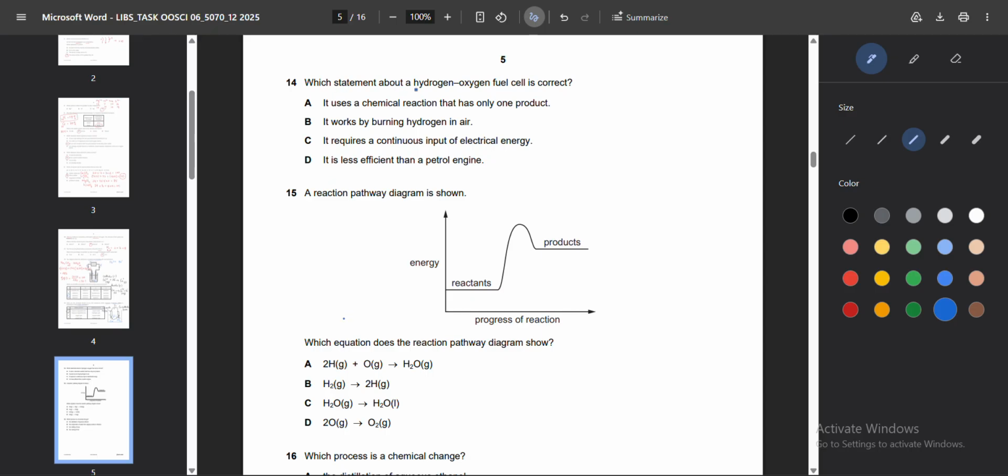Number 14. Which statement about hydrogen oxygen fuel cell is correct? It uses chemical energy that has only one product. Yes, that's the correct answer, because in this, if I write the reaction, hydrogen reacts with oxygen to form water, and only water is formed. Hydrogen is called clean fuel because it does not produce carbon dioxide, sulfur dioxide or smoke.